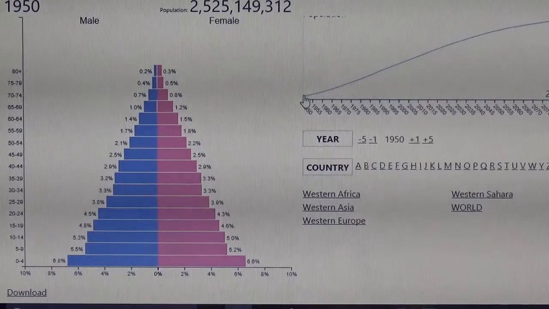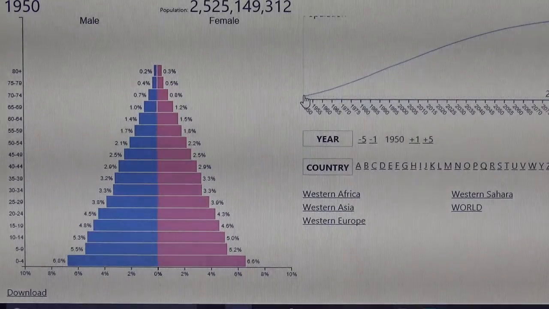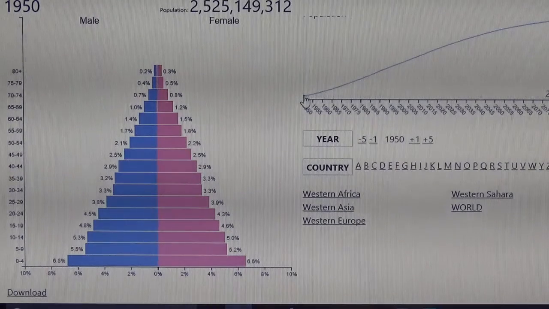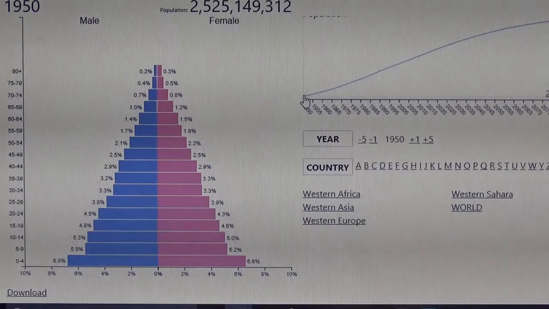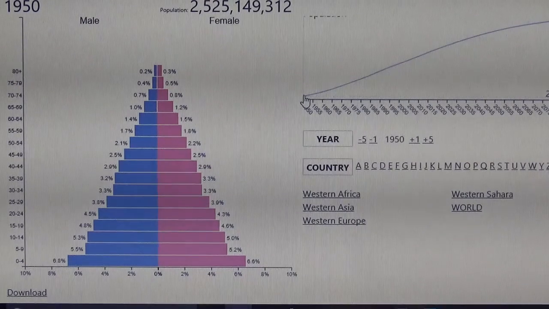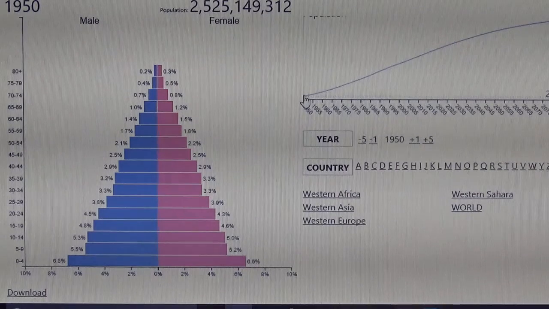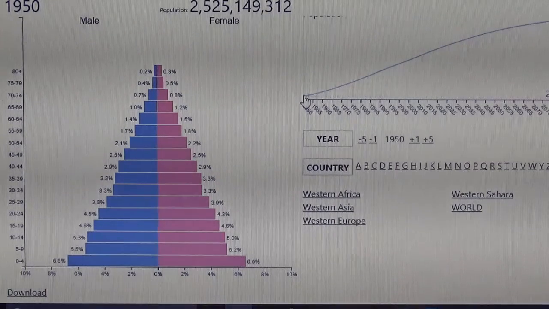To understand these changes, we will look at various population pyramids and at what is called the demographic transition, which is the transition from high birth and death rates to low birth and death rates, which is in fact the euphemism used to hide the engineered population control program.